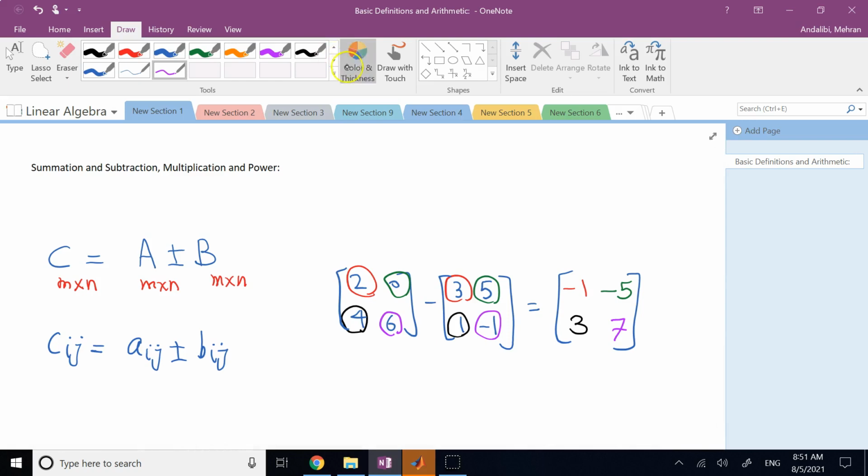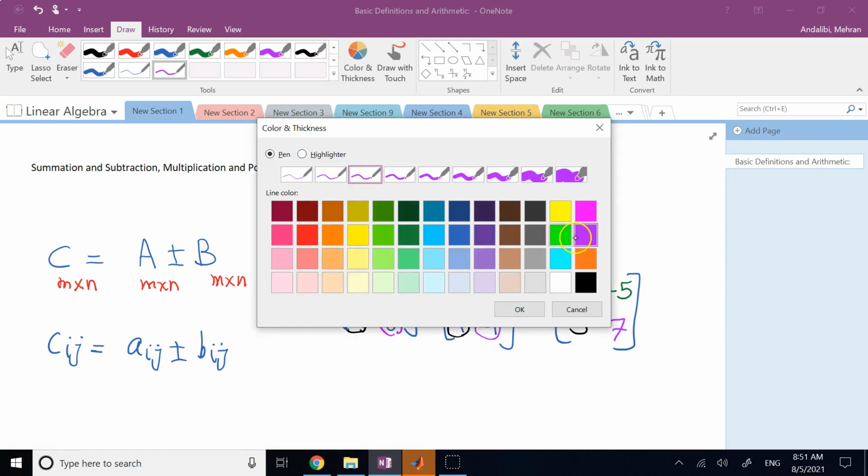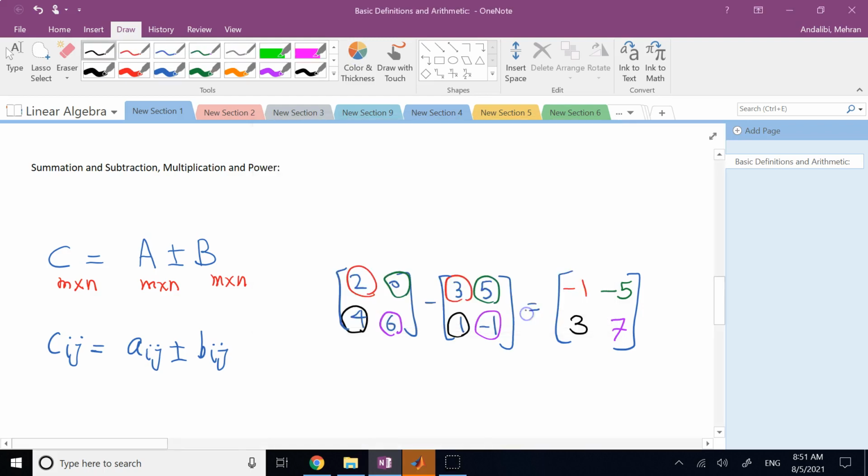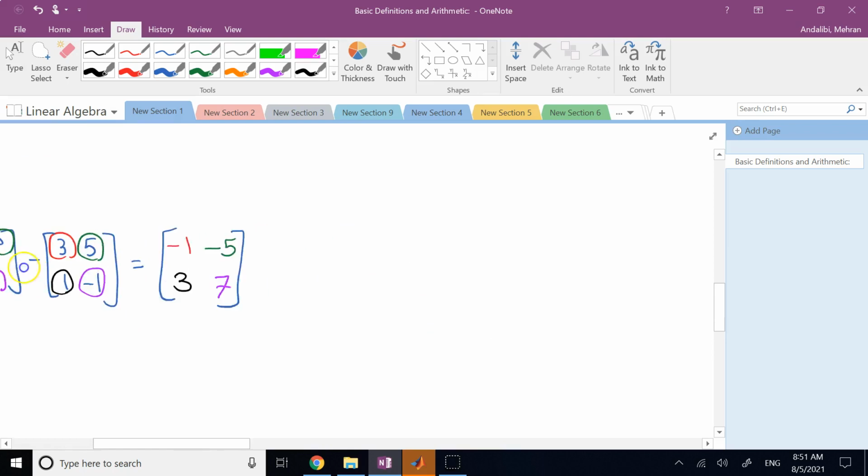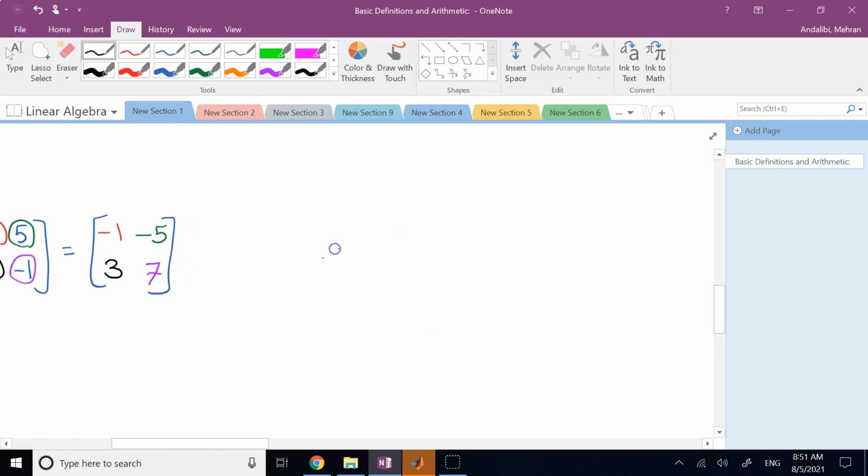Multiplication. There are two ways that you can multiply. One of them is you multiply the whole matrix by a single scalar number. The other one is you multiply two matrices together. So if you want to multiply whole matrix A by a scalar C, so C is just a single number and A is a matrix m by n.